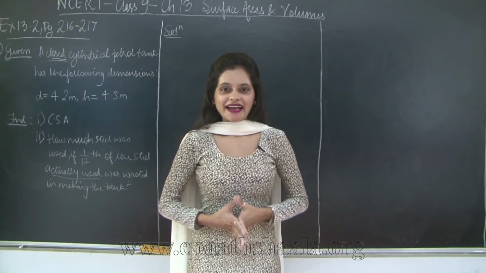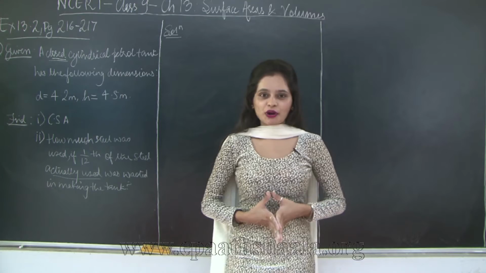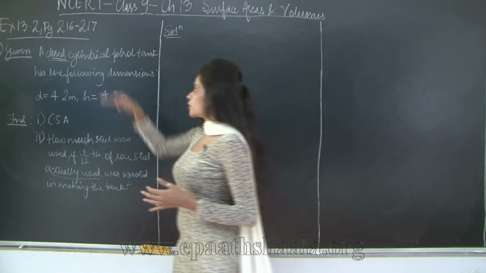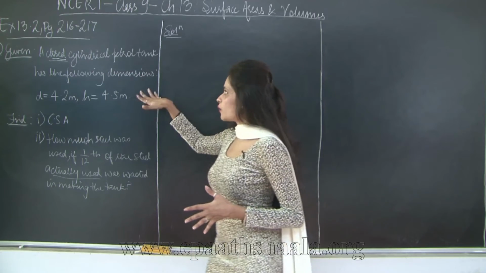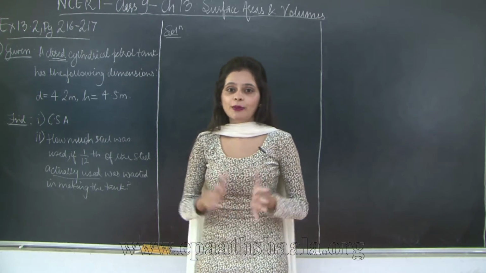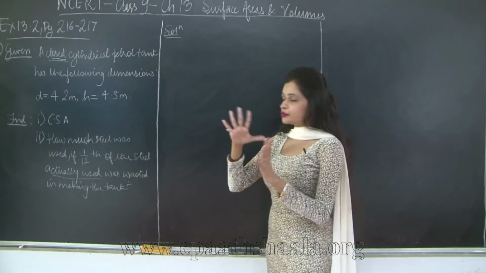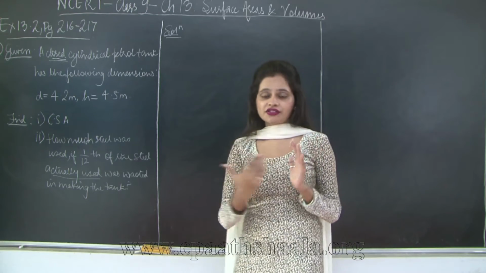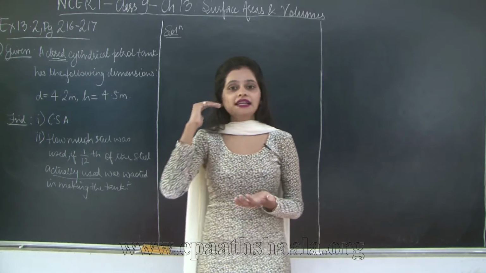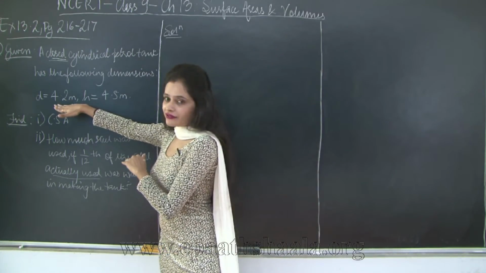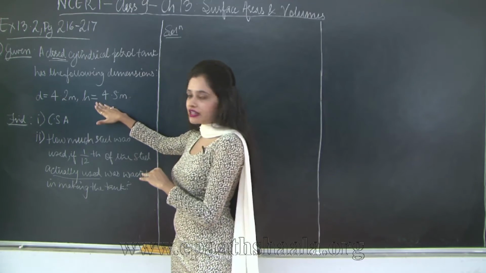Hello students, welcome back. Let us continue with exercise 13.2 of chapter 13, question number 9. It states that a closed cylindrical petrol tank has the following dimensions. First of all, we are talking about a closed cylindrical petrol tank, which means that it doesn't have just the curved surface area. It also has a lid at the top and a base as well. Now the dimensions are given wherein the diameter and the height are given both in meters.